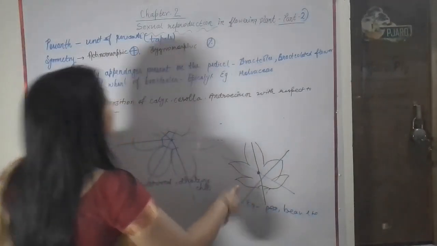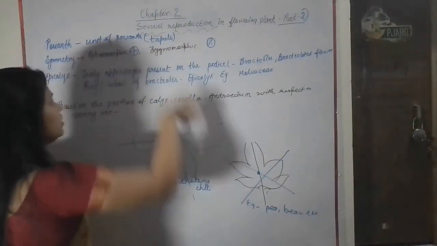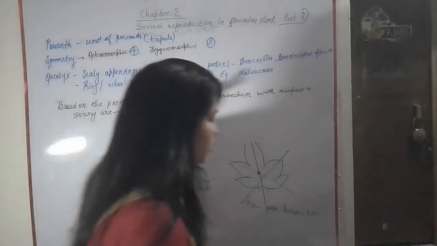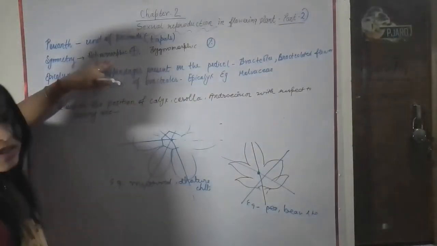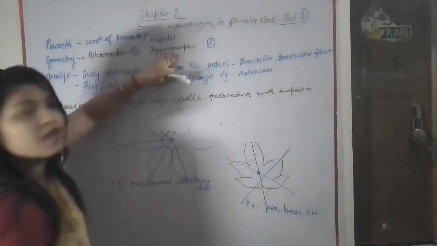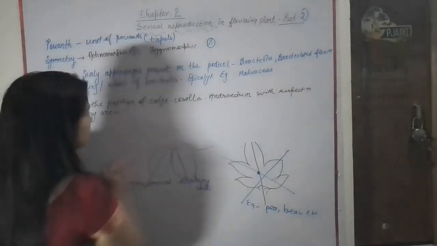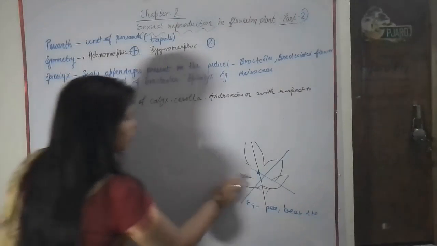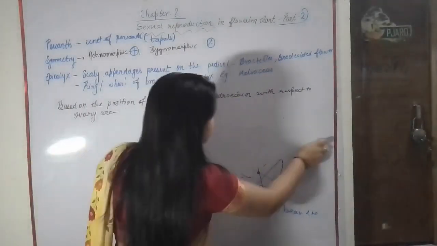That is showing the zygomorphic condition. And if you see the structure, here we have the radial symmetry, and here we have the bilateral symmetry. That is showing the bilateral symmetry.